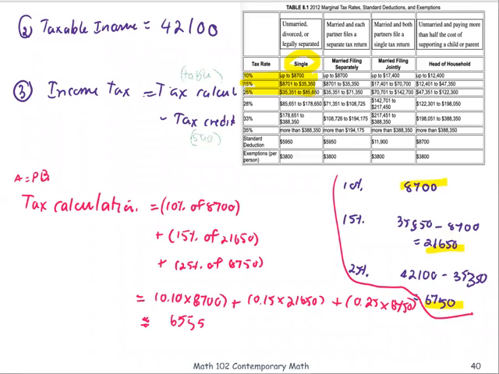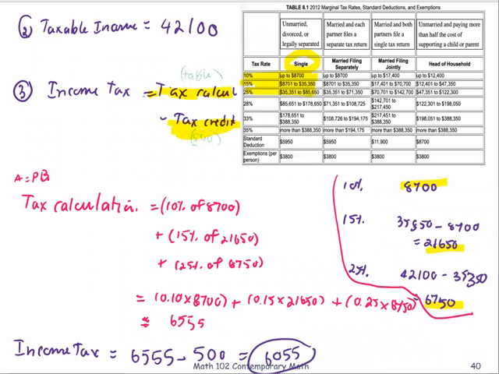And then we can complete the problem by calculating the income tax. This formula, oops, sorry, wrong marker, will be from tax calculation minus the tax credit. The tax calculation is 6,555 and then minus the tax credit, which is 500, and it comes out to be $6,055 for this person.